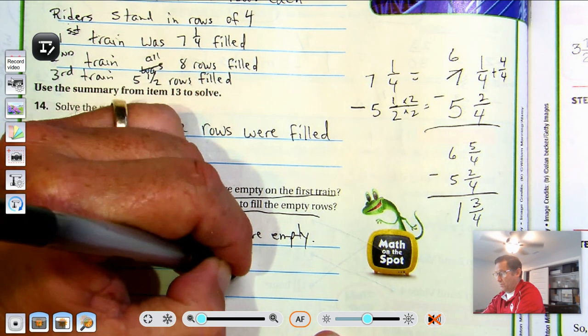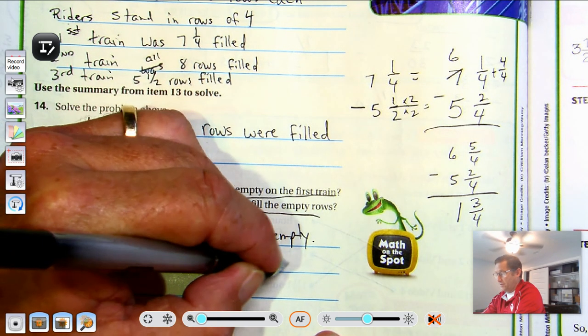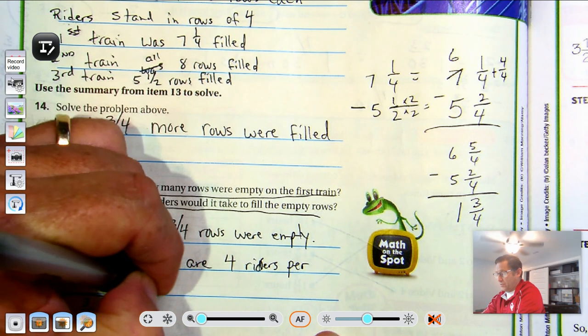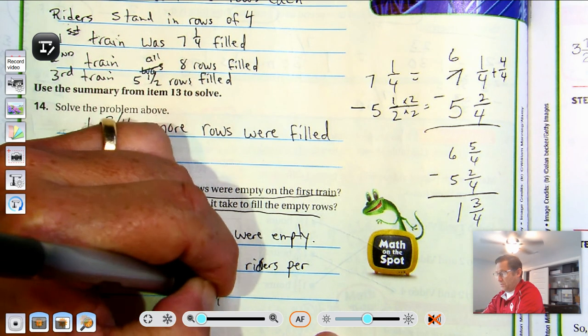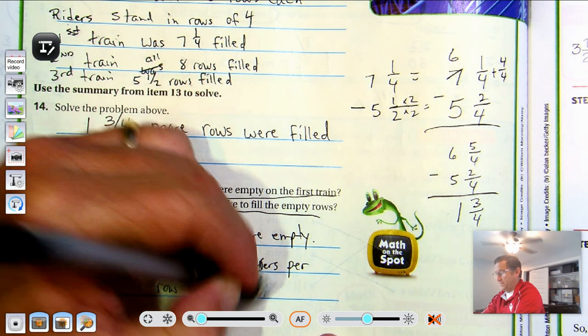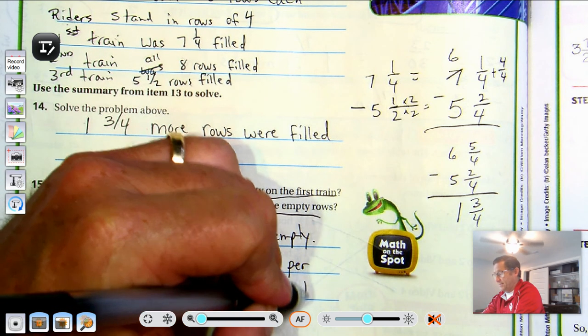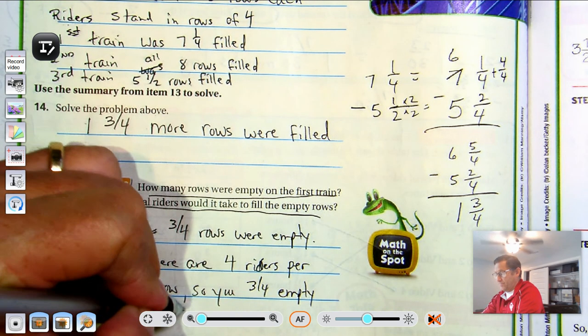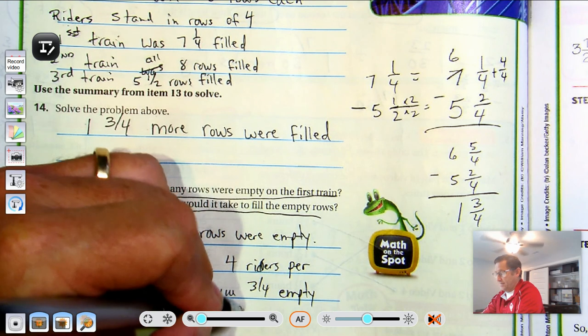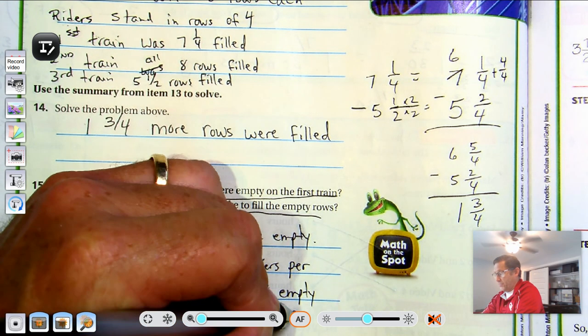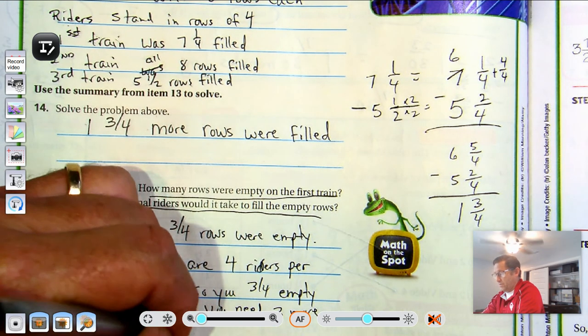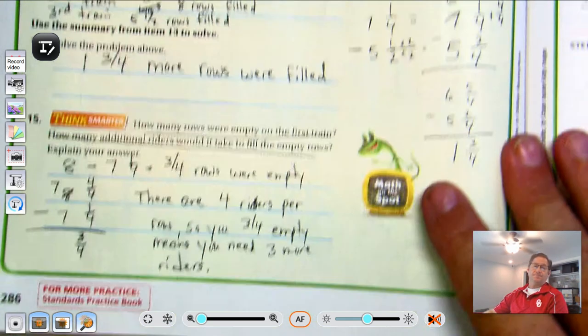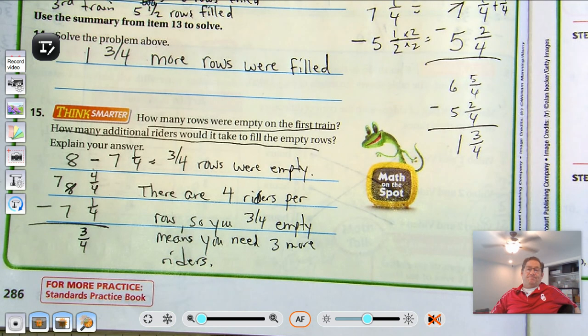There are 4 riders per row. So 3 fourths empty means you need 3 more riders. Okay.